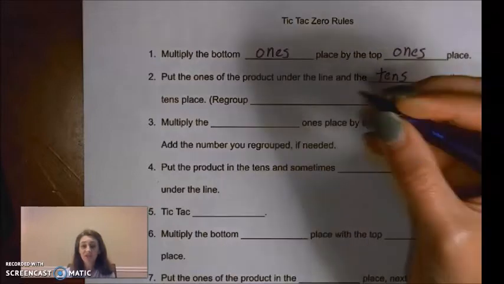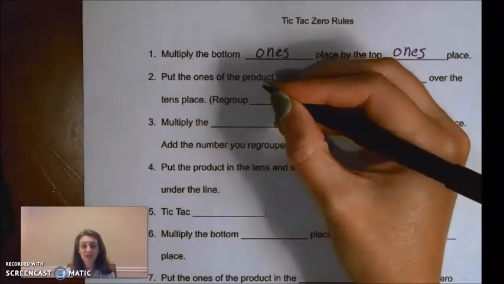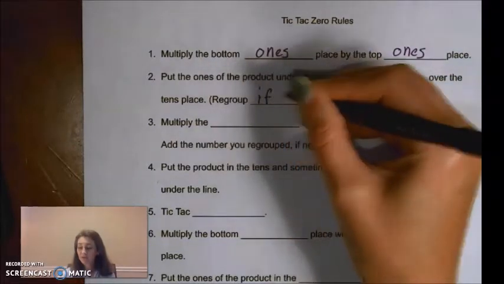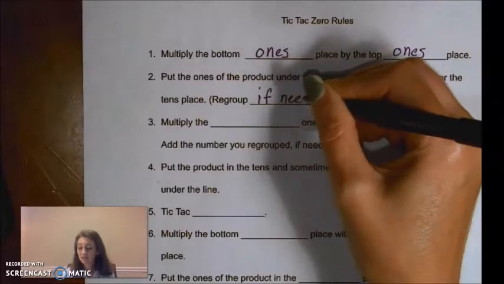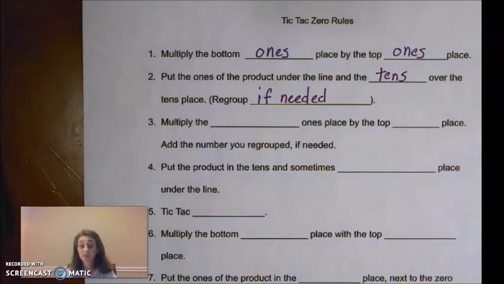I'm going to do an example when we're done so we can go through all these steps and see what it looks like in an actual problem. We're going to regroup if needed. Sometimes we'll need to regroup and sometimes we won't. That's why we put "if needed" there.